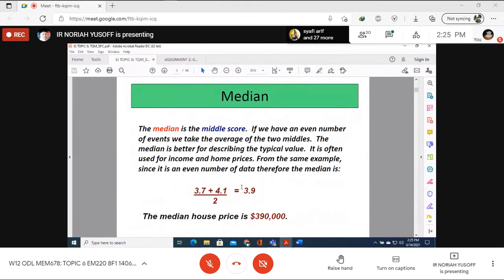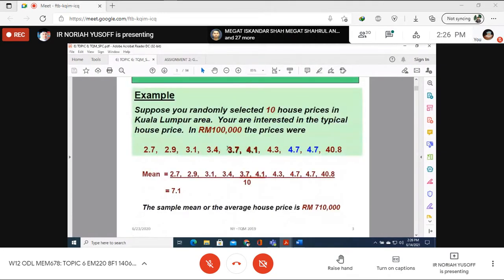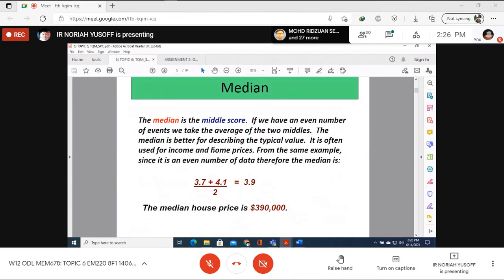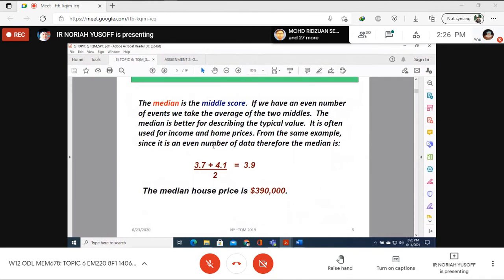So far okay? And the middle score: if you have an odd number in your sample size, you take the middle number. But in this case, since it is an even number, you take the two middles, which are 3.7 and 4.1. So you add up these two numbers and divide by 2. That will be your median, or in this case, the middle score. So the median house price is 390,000.